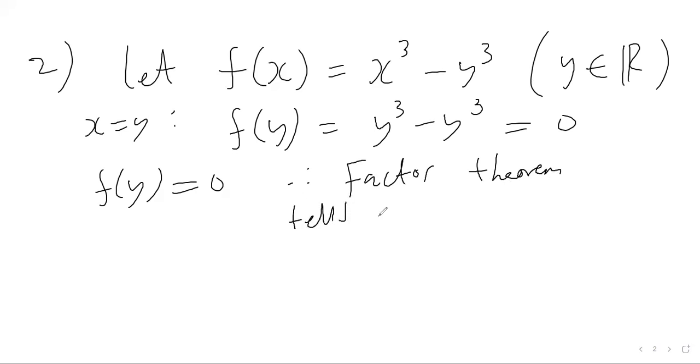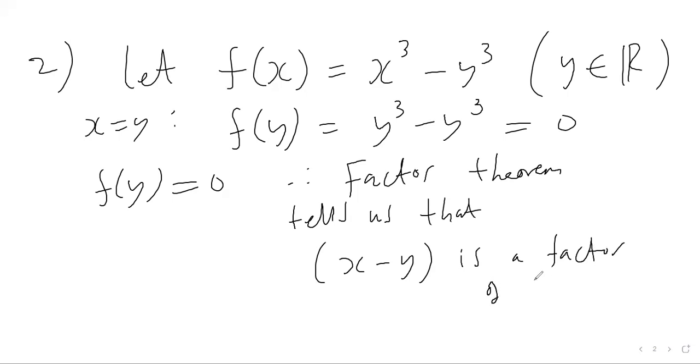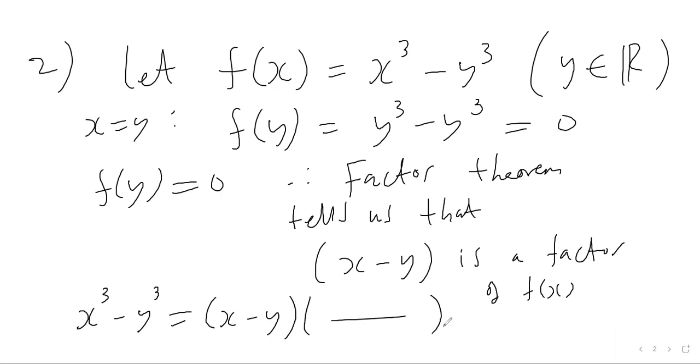tells us that x subtract that value there, so just subtract that value, so x subtract this value is a factor of f of x. So it is a factor of f of x. Therefore we know that x cubed minus y cubed is equal to x minus y, and then times some other factor that we don't know yet.